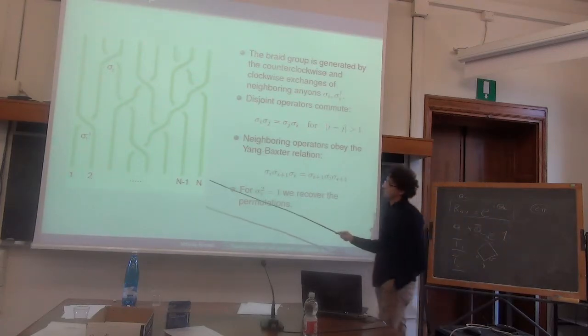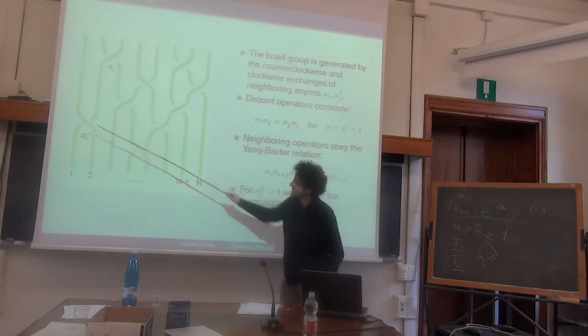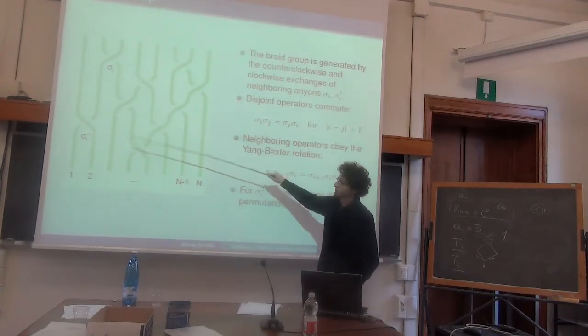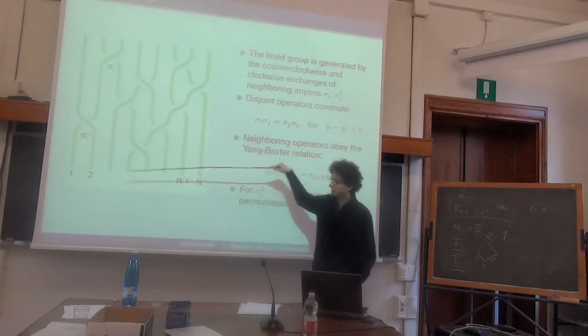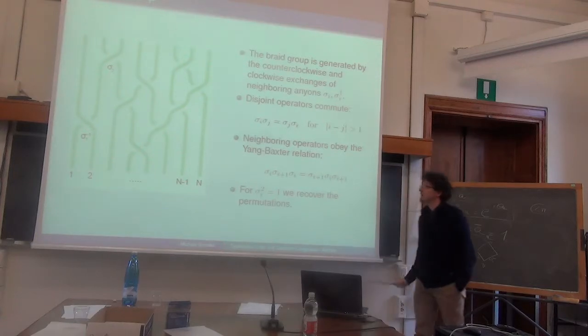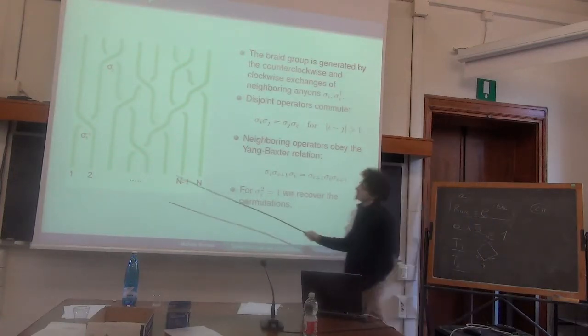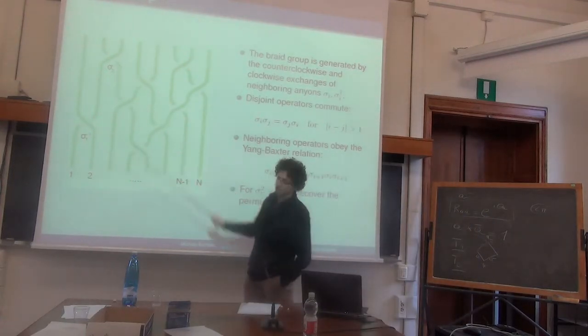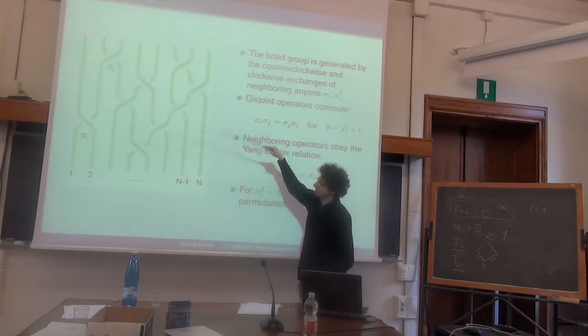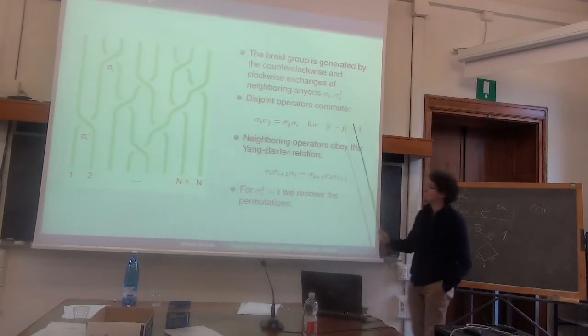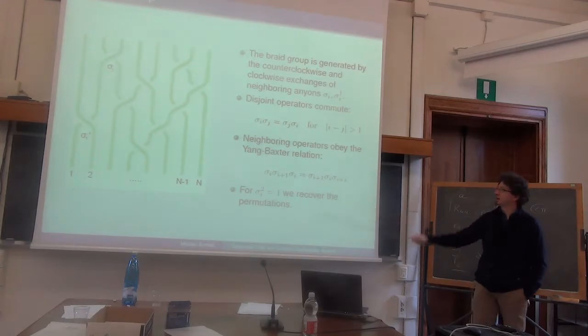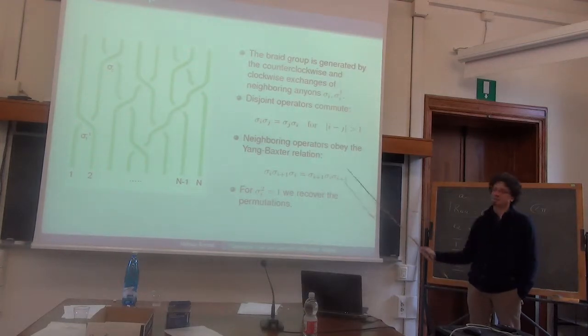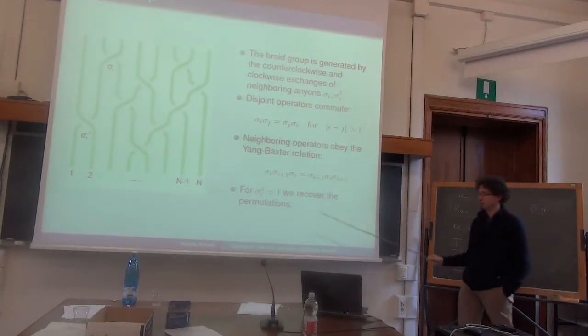If the two braidings are far enough apart, for example this one and that one, it is not important whether you apply the first one and then the other, and they must commute. Whereas, if the two braidings are close enough, so they share one strand essentially, they must fulfill the Yang-Baxter equation, this relation.